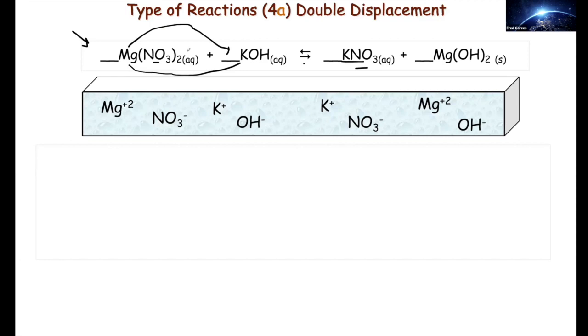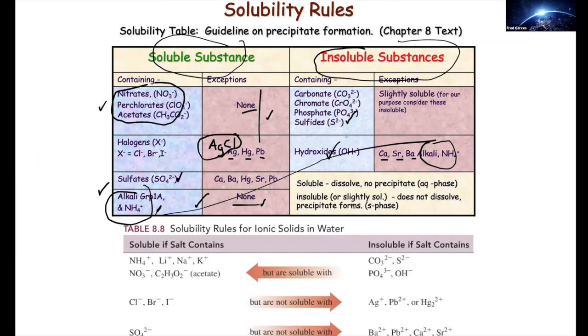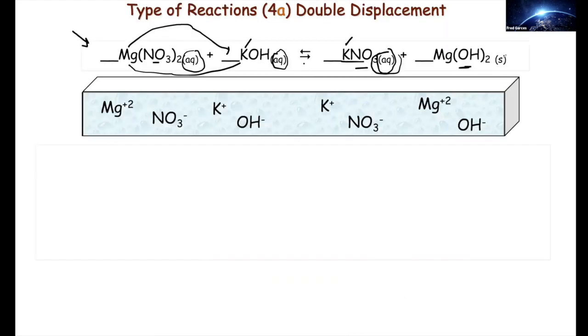That's why we put aq here. There are no exceptions. And then potassium, that's a group 1, we also know that's always soluble. That's why we put an aq here. Hydroxides generally are not soluble. Let's look over here. Hydroxides are not soluble unless you have calcium, strontium, barium, group 1, or ammonium. Well, magnesium is not in that list, so that's why it's a solid. That forms a precipitate.